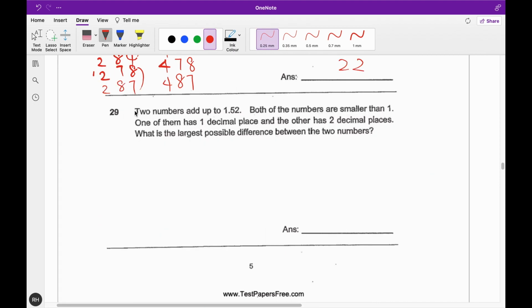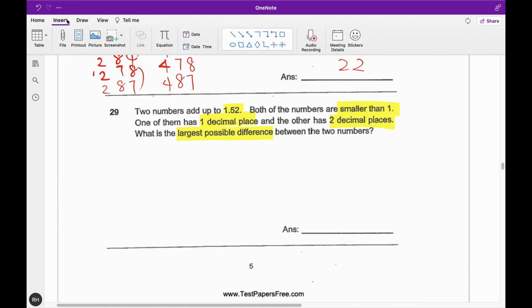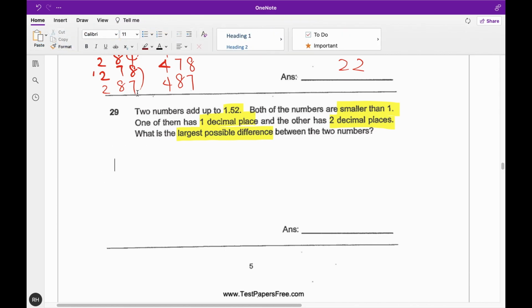Question 29. 2 numbers add up to 1.52. Both of the numbers are smaller than 1. One of them has 1 decimal place and the other has 2 decimal places. What is the largest possible difference between the 2 numbers? So both numbers add up to 1.52. They are smaller than 1. One has 1 decimal place, the other has 2 decimal places. So we want to find the largest possible difference. So we have one small number.